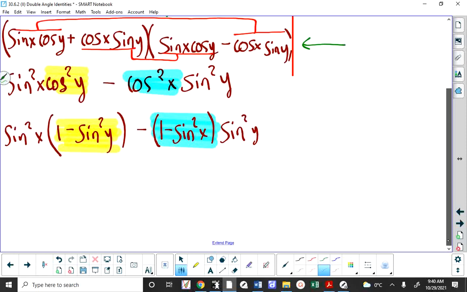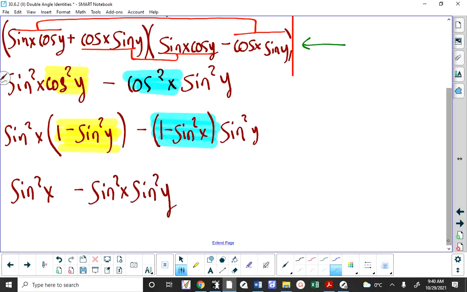When I expand this, I'm going to get sine squared of x minus sine squared of x sine squared of y. When I expand the next one, now be careful here, I have negative 1 times sine squared of y times 1, which is negative sine squared of y. And then I have sine squared of y times negative 1 times negative sine squared of x, which gives me positive sine squared of x sine squared of y.